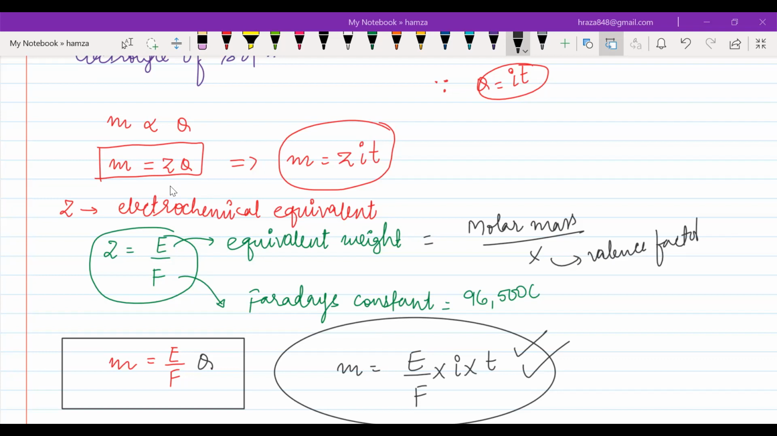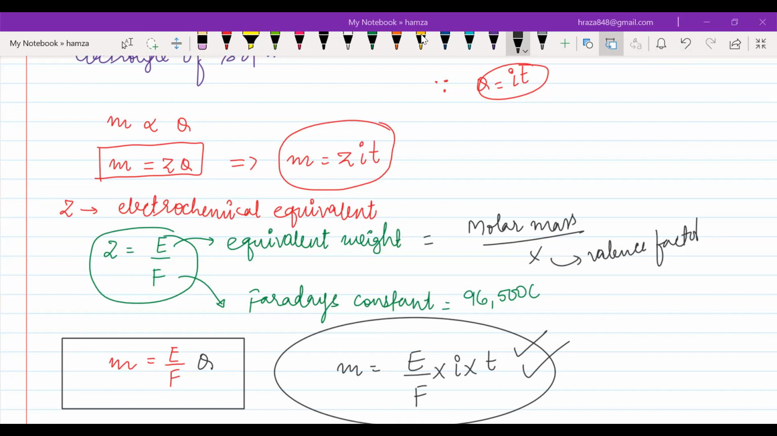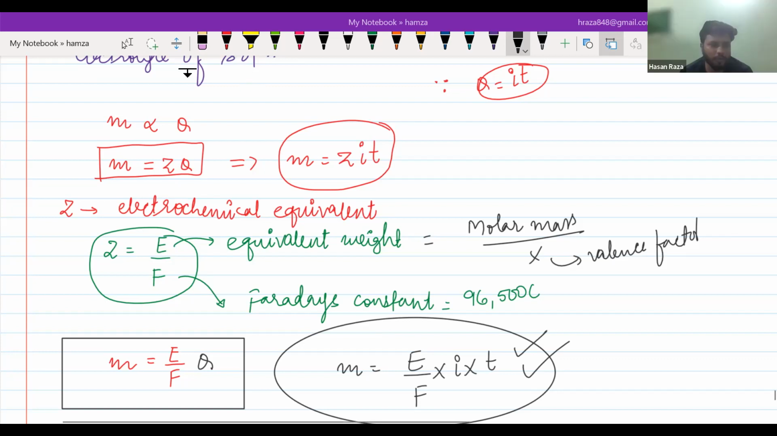Yes, sir. Finish. Very good. Everyone done with this? Sneha, Hamza, please let me know. Yes, sir. Done. Very good. Hamza, what about you?